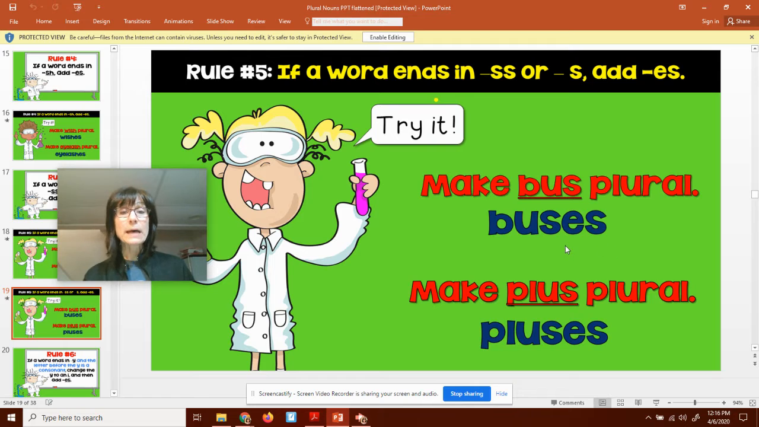In the case of a bus, we have several buses that come to the school. Again, it ends in S, add the ES. So just remember, S or SS, I'm going to make it ES. Plus would become pluses.